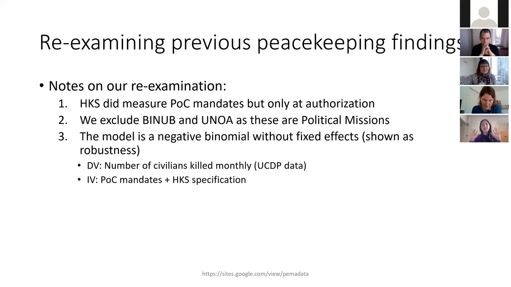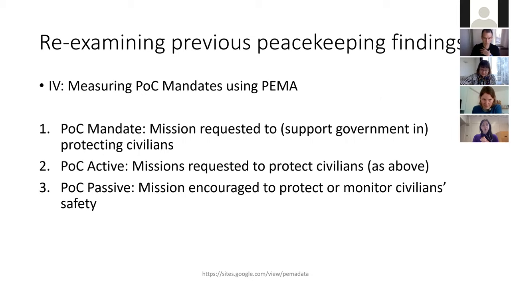So the model is exactly the same as the one that they propose. We use exactly their specification, with the only difference that we add another variable, which is protection of civilian mandates, as I said. And we code this in a couple of different ways. So we first just code whether the mandate includes at a certain point in time a task for the mission to actively protect civilians. So they need to be requested to either assist the government in protecting civilians or to protect civilians regardless of what the government decides to do.